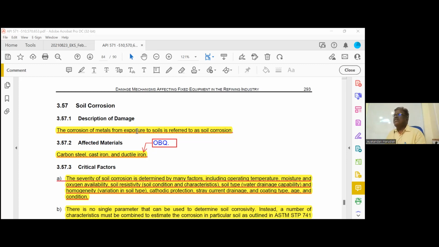Now, how to monitor soil corrosion? How do I know the underground piping is corroded? Which NDT method is used to check whether the underground pipe is corroding or not corroding, without excavating? Piping is going underground. Suppose you want to check from above ground whether the pipe is corroding or not. How to check it? Any idea?